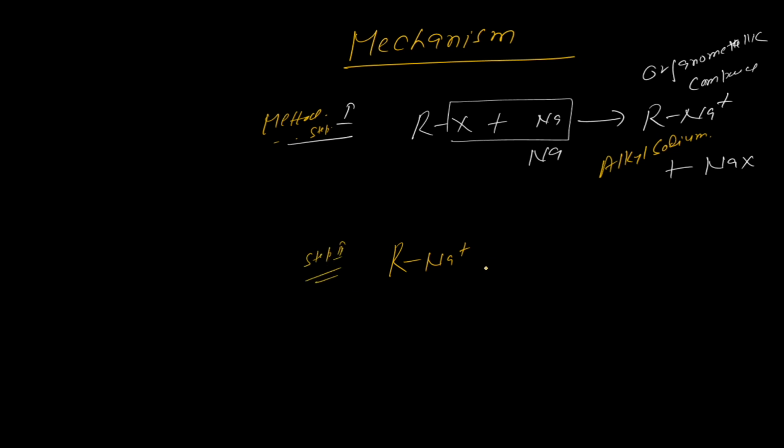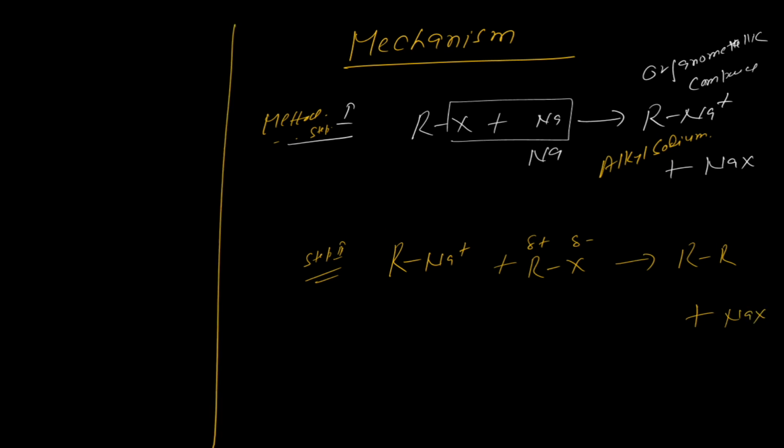Now RNa, plus again we take the alkyl halide. In this case, as you know, this is a positive charge, this is a negative charge because this is more electronegative. So this Na will get combined with the X, and R will get combined with the R', and NaX is out. So this is one method. And the second method, we can form it by intermediate formation of free radical. Now method 2.